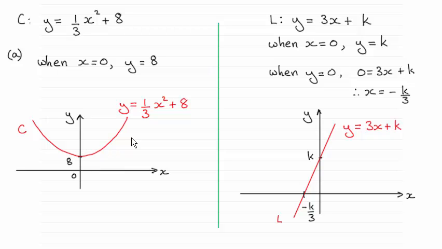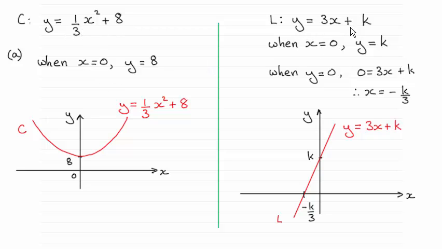So just simply from a sketch point of view, I knew to do that. Take a U-shaped parabola and just move it up from the origin 8 units. So you can see where it crosses the y-axis. When x is 0, y would equal 8.